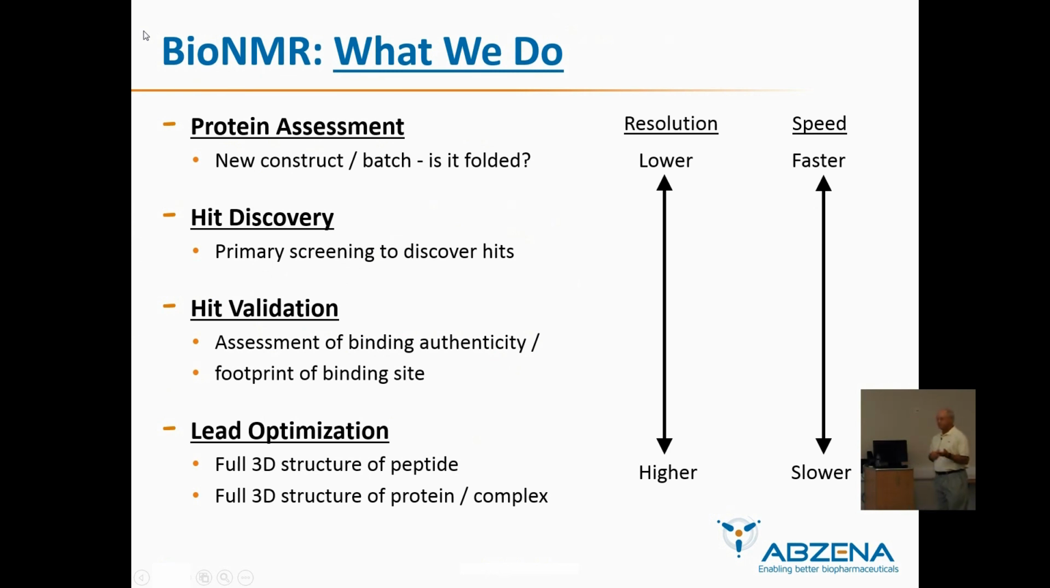So just to come back and summarize and do the BioNMR advertisement again. As I was saying, we do a lot of hit validation, but we can also do hit discovery by doing the primary screening. We can do very rapid protein assessment to assess folding, and then if time is appropriate, we can do full 3D structures of proteins, protein-ligand complexes, and of course peptides, and you just saw the value of having a peptide structure.